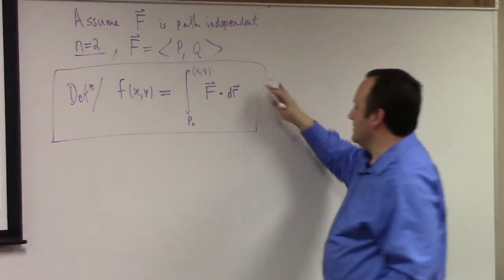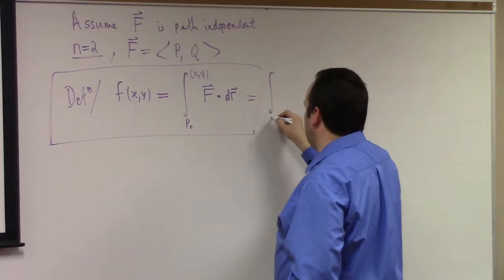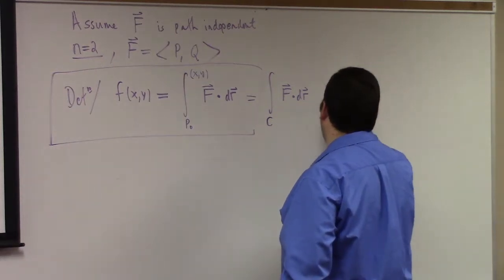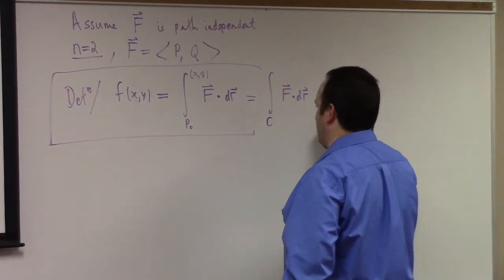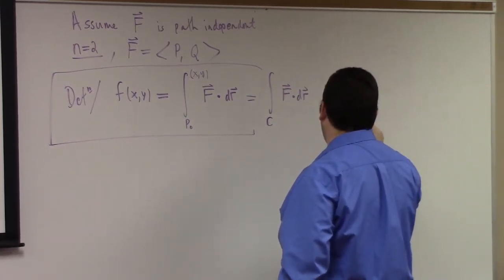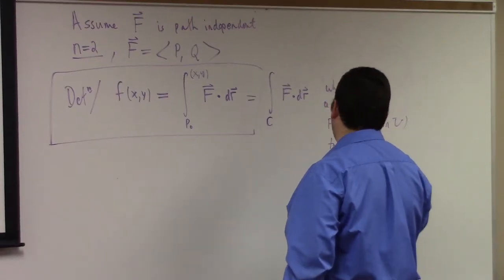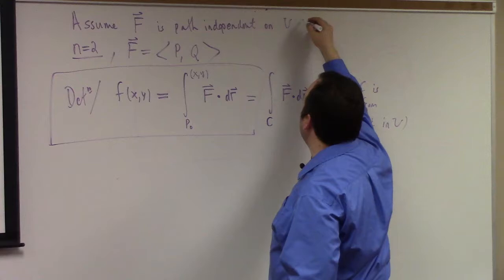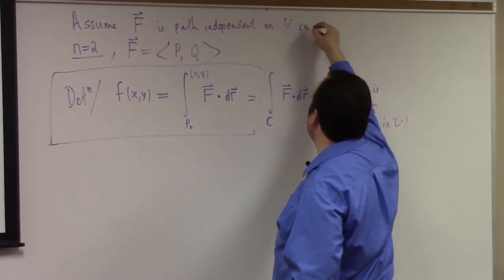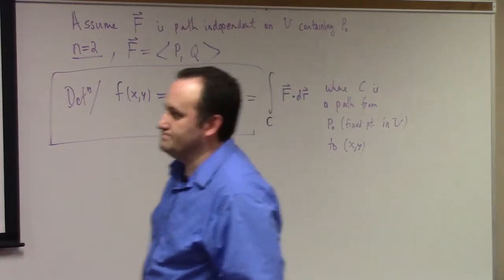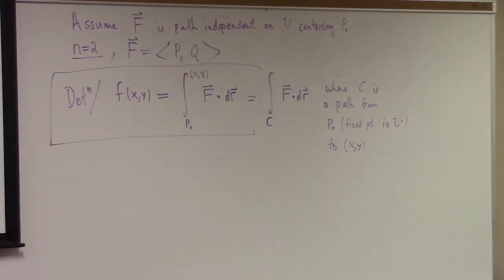What do I mean by this notation? Here's a more verbose version of it. The integral over C of f dot dr, where C is a path from p naught, which is a fixed point in U, to xy. So path independent on U, and this set containing p naught. So p naught is a point in U. So this is the definition of the potential.